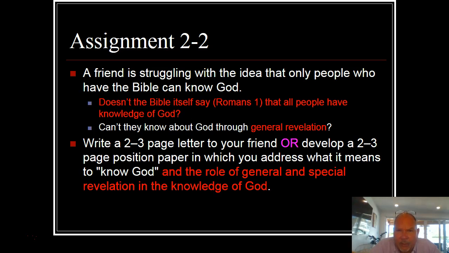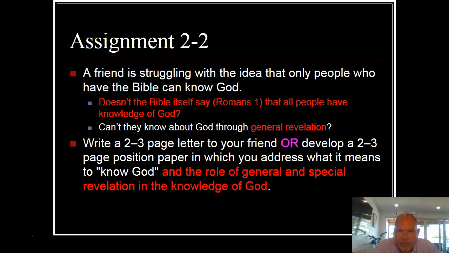Now I put this in red because some people skipped the second part of the assignment. Doesn't the Bible itself say in Romans 1 that all people have knowledge of God? And so a successful paper, or a 100 on a paper, required that you interact with Romans 1 and engage with how you feel about its role in general revelation, and then Paul's continuing discussion of specific revelation. Can't they know God through general revelation? So that's kind of saying the same thing in both those bullets.